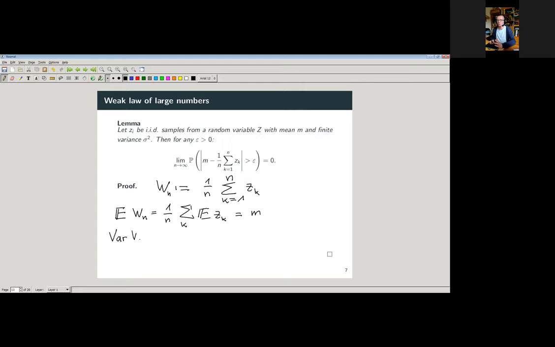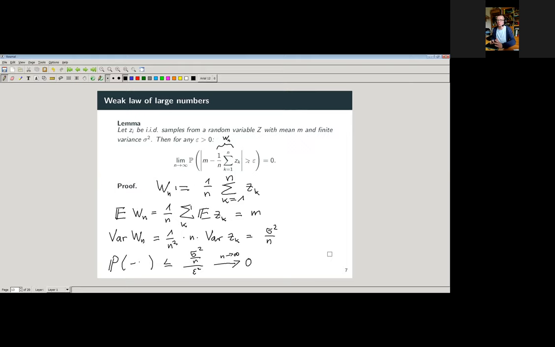And the variance of Wn: there's this property that you can pull out numbers from the variance squared. So we get a 1 over n squared, and then we have n times the variance of those zk. This gives us sigma squared divided by n. Now we can use Chebyshev's inequality. So this is our Wn, and this is exactly the setting of Chebyshev's inequality. This means that the probability up here is less or equal to the variance of this Wn, which is sigma squared divided by n, divided by epsilon squared, which, as you can see, converges for n to infinity to zero.